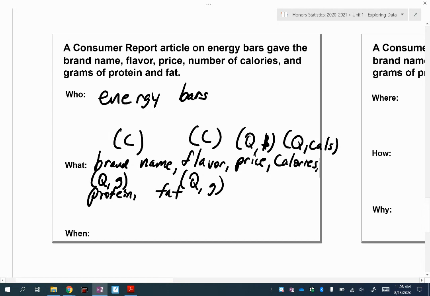All right, so for when, it doesn't say when. I don't really have a guess on when this would have happened. You could put at the end of the year, end of a quarter.